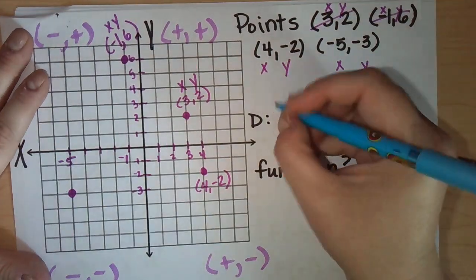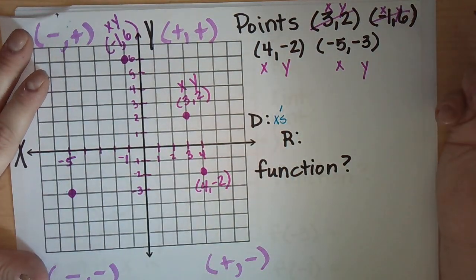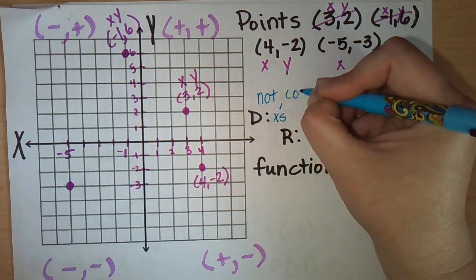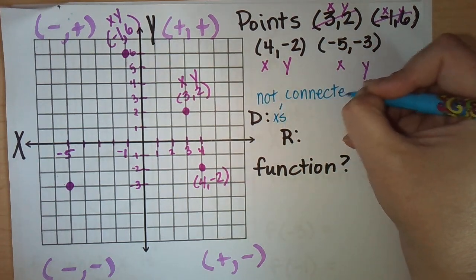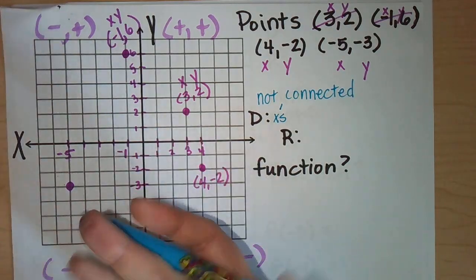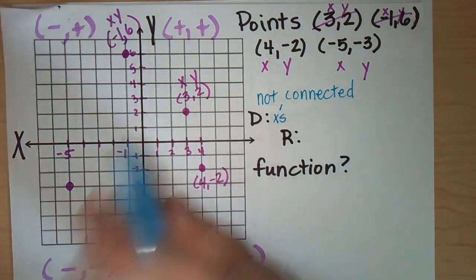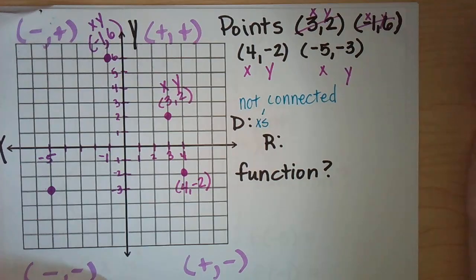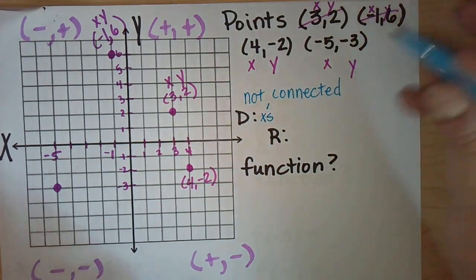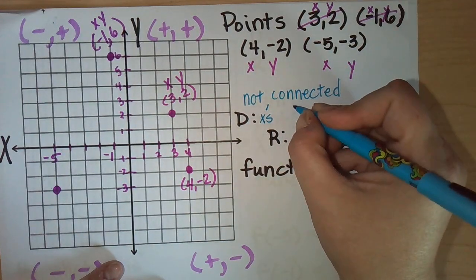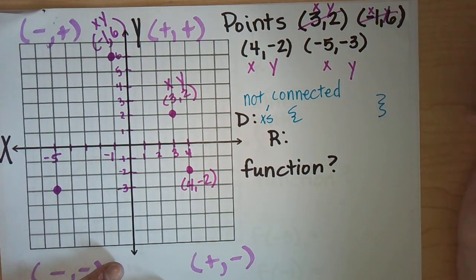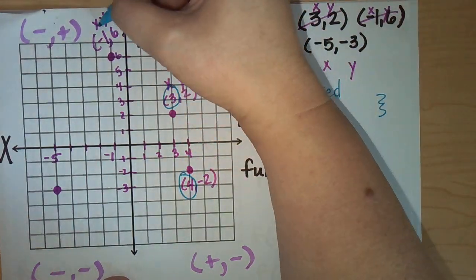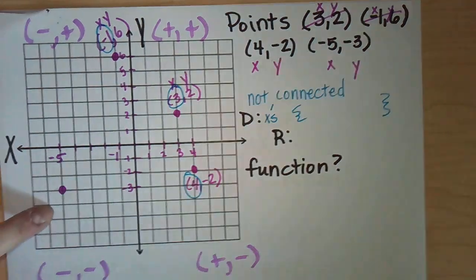Domain is x's. Okay. And these dots are not connected. How do you know? Because they weren't already drawn for you. The only time things will be connected is when it's already drawn for you, or we can see it on our calculator, but we haven't even touched our calculator. So these are not connected, so we got to use squiggle brackets. And we're going to list our x's. So a 3, 4, negative 1. Oops, and I forgot to label this one.